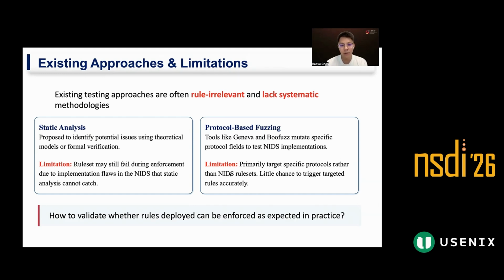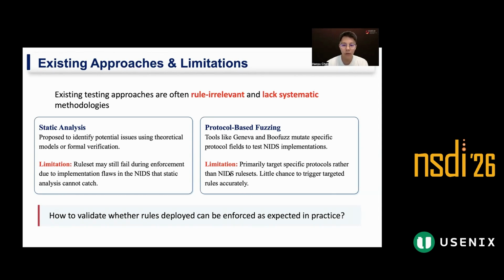So existing approaches do not fully answer this question. One line of work focuses on static analysis of rule sets. These methods use theoretical models or formal verification to identify potential redundancies in rules. However, static analysis cannot catch implementation flaws in the NIDS. Even a rule set that is correct on paper may still fail at runtime.